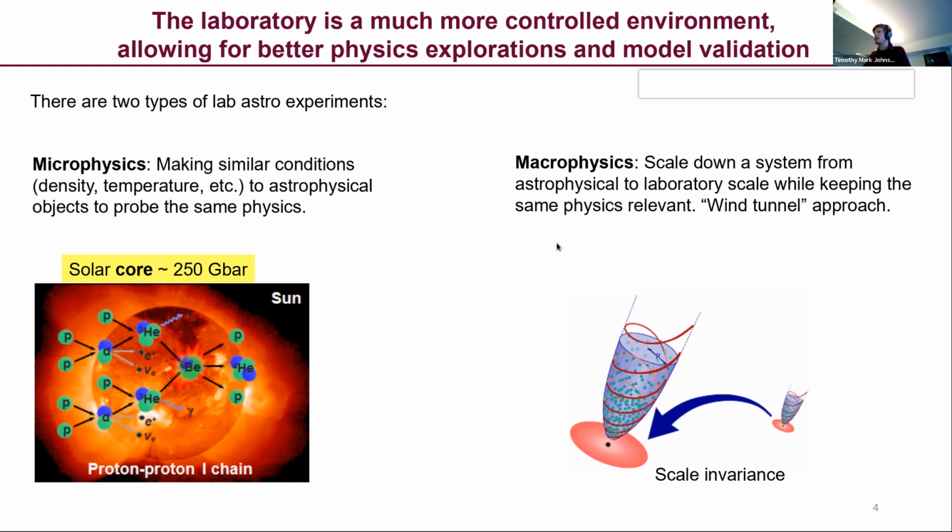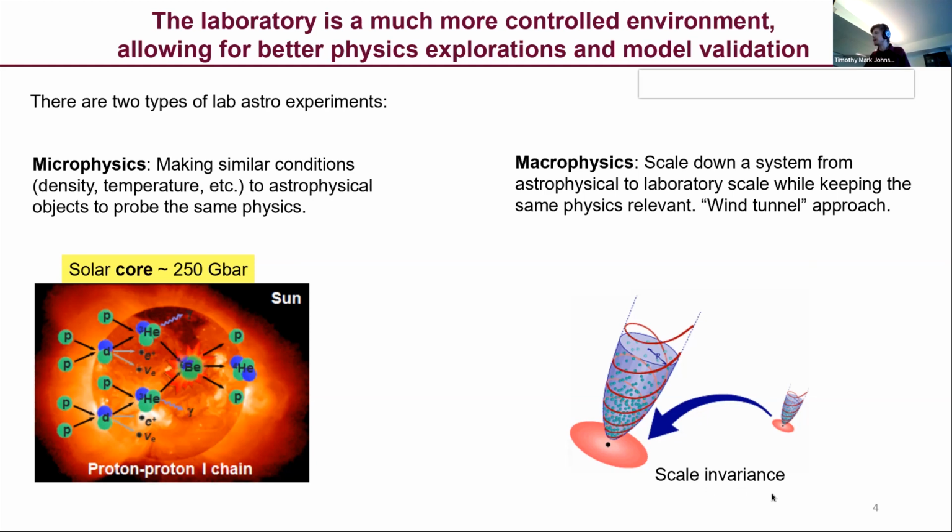The other type of experiment is called a macrophysics experiment. This is more of the wind tunnel approach, where you scale down the system from the astrophysical size to something that can fit inside of your laboratory. You need to scale this well to keep the same physics relevant. It's like if you wanted to study the aerodynamics of the space shuttle, for example: you don't need to build a massive wind tunnel or actually fly the object first. What you could do is scale it down to a small size and put it into a wind tunnel and do all your observations there and build a very good understanding in a much simpler system.